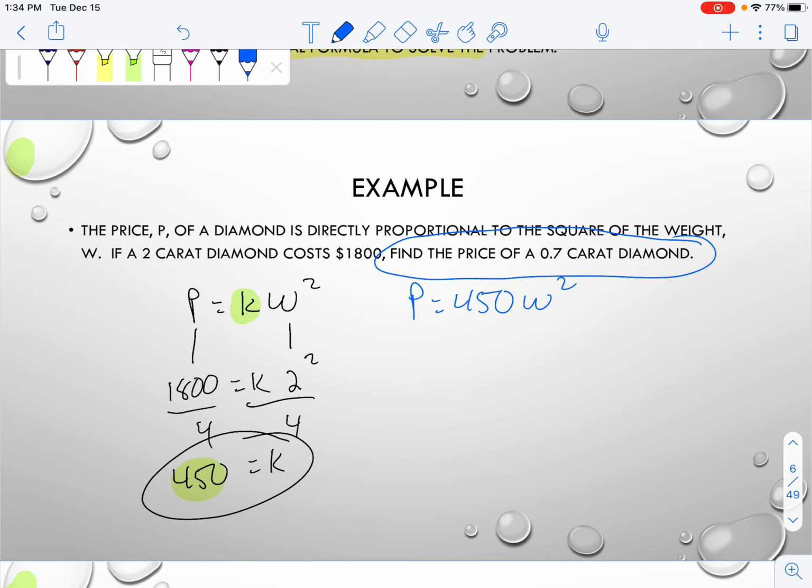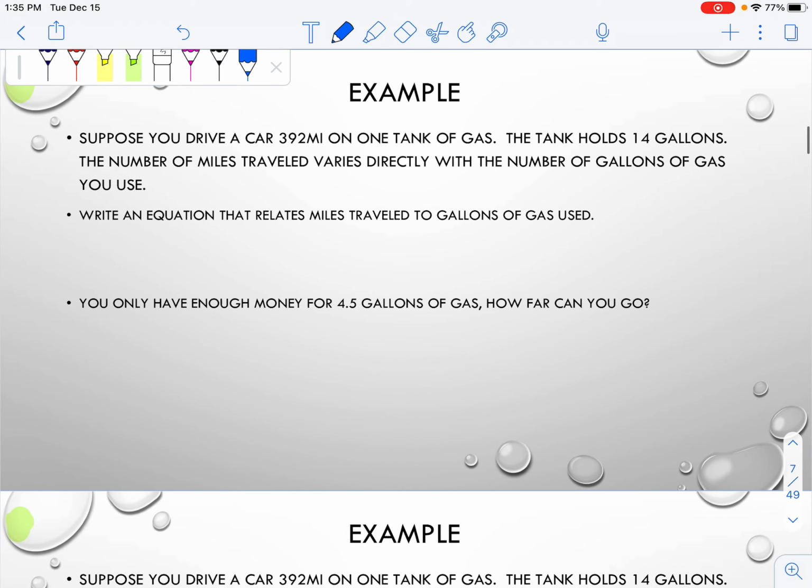Then answer the question. Find the price of a 0.7 carat diamond. Well, 0.7 goes in for W. We crunch that number and we get $220.50. Okay, let's try another example.